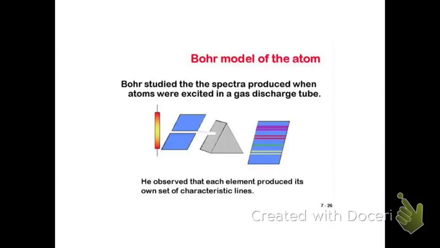Sorry, my dog's crazy. Okay, so Bohr actually studied spectra that would produce if you excited atoms in a gas discharge tube. So last year, if you were in my class, you got to see these in those spectroscopes when we looked at light with those crazy little viewer glasses. And what happens is you can actually see the lines that are produced by the electrons in the atom when you look at them. Well, Bohr actually studied these.